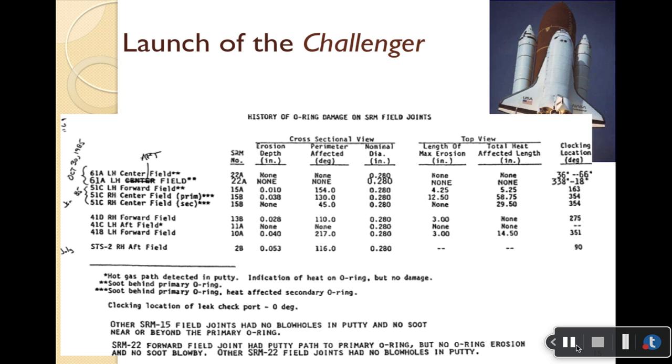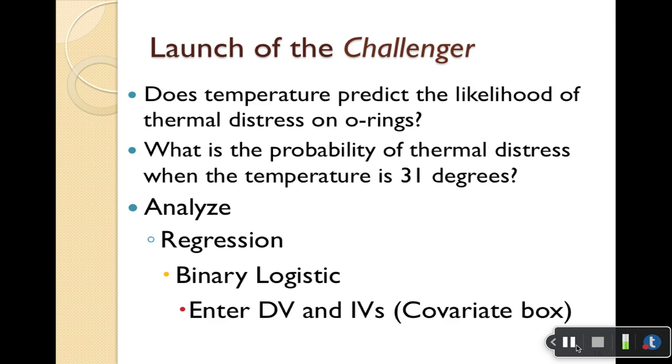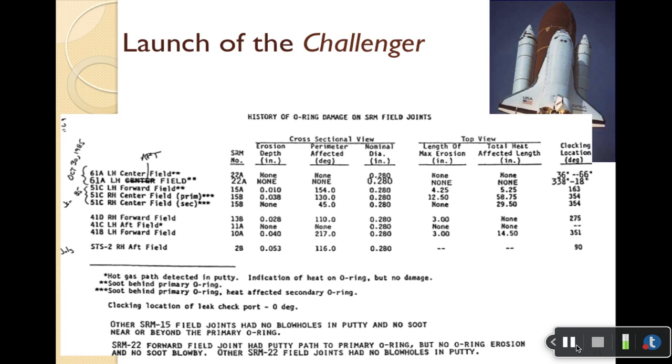So you can see here one of the problems that was suggested, kind of the main blame, was this idea of destruction on the O-rings. So O-rings are these little rubber rings that go around the rocket engine parts and help keep the rocket together, helps keep air pressure normalized, all of that good stuff. So later, when they examined the cause of the Challenger disaster, they found that there is deterioration on these O-rings, that they're damaged. So our question is going to be, does temperature predict the likelihood of thermal distress on O-rings?